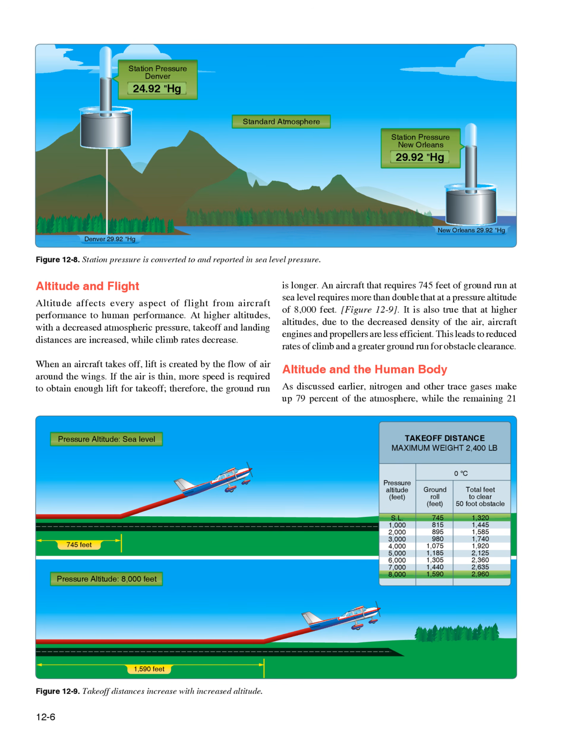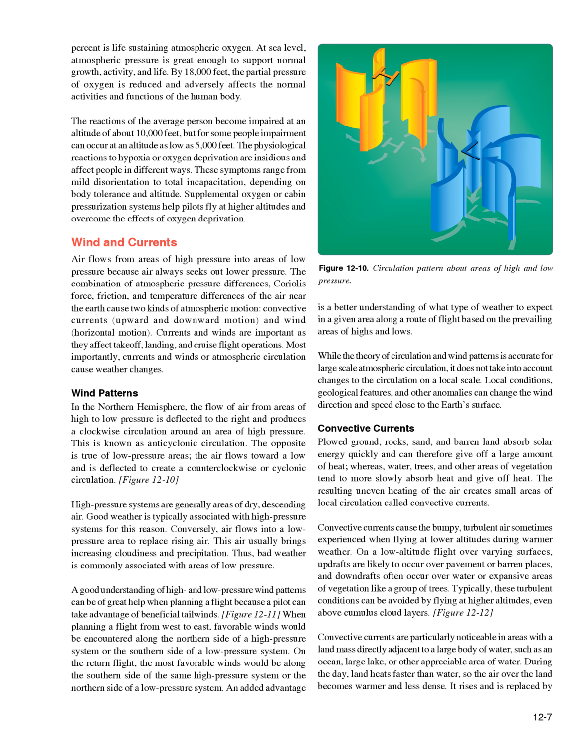Altitude in the human body. As discussed earlier, nitrogen and other trace gases make up 79% of the atmosphere, while the remaining 21% is life-sustaining atmospheric oxygen. At sea level, atmospheric pressure is great enough to support normal growth, activity, and life. By 18,000 feet, the partial pressure of oxygen is reduced and adversely affects the normal activities and functions of the human body. The reactions of the average person become impaired at an altitude of about 10,000 feet, but for some people impairment can occur at an altitude as low as 5,000 feet. The physiological reactions to hypoxia or oxygen deprivation are insidious and affect people in different ways.